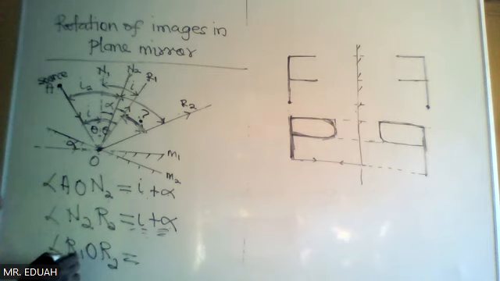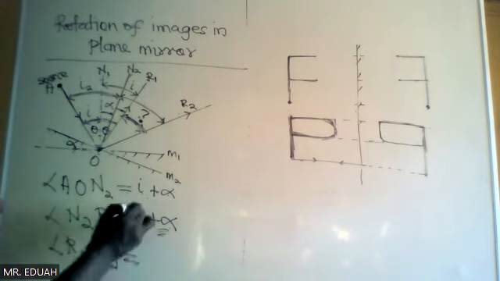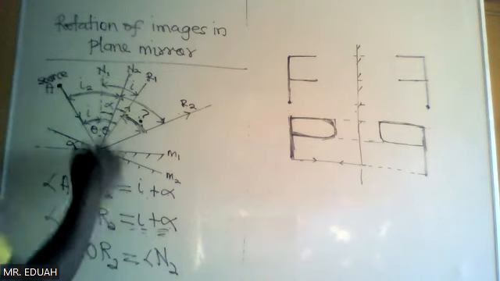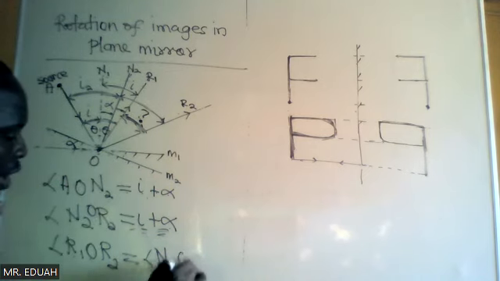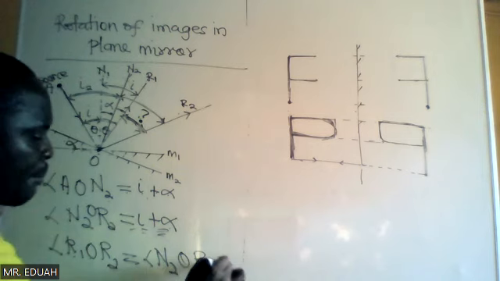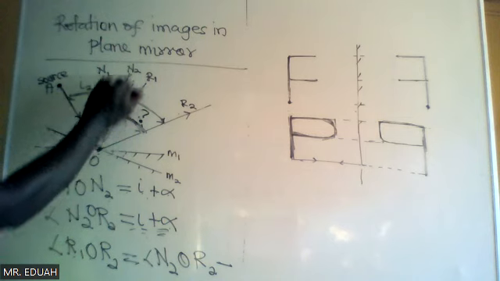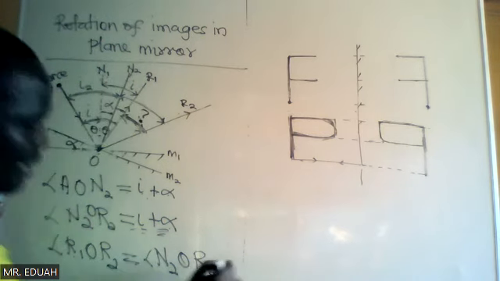So angle R1OR2 is equal to angle N2OR2 minus this small angle, N2OR1.